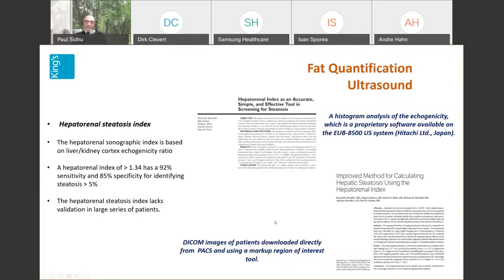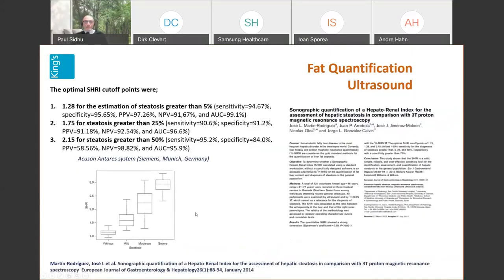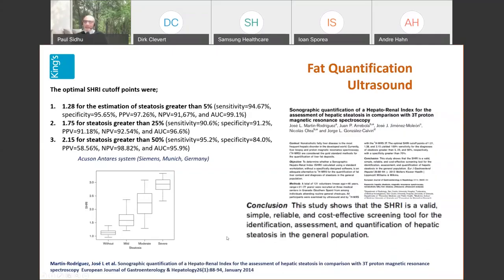So these were cumbersome measurements, but it showed that you could do it to give you some form of hepatorenal index to give you an idea of the degree of steatosis. This more recent paper in 2014 looked specifically, using an Axon-Antares system, and again they were using quantification on the DICOM images and computer-based algorithms, and they had cutoff points for steatosis of 1.28 for 5%, 1.75 for 25%, and 2.1 for greater than 50%. And if you look at these box and whisker charts, you'll see there is quite a lot of overlap between these two groups, but it can clearly show you and quantify the difference between a normal liver and a severely fatty liver. So there are tools out there which are semi-objective in a way. And they suggested that this could be a very useful tool for the assessment of steatosis.